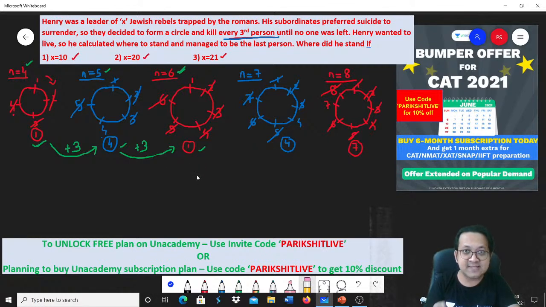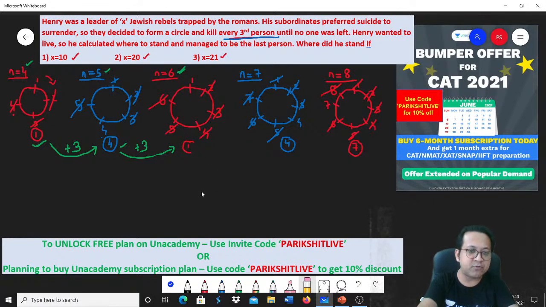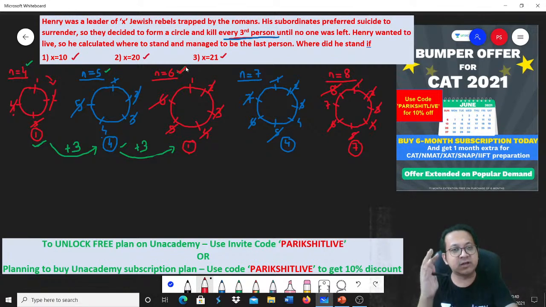4 plus 3, 7 should have been your answer. But there are no 7 people standing. So what happens? 7 divided by 6, the answer is 1. So basically what I'm trying to say is, if you get an answer which is greater than the number of people standing, divide and take the remainder. Simple. Divide and take the remainder.